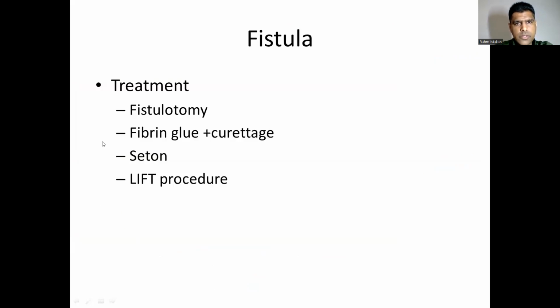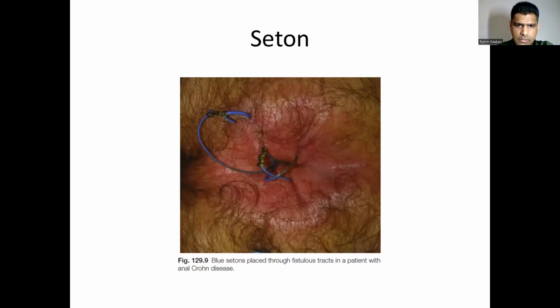The treatment for fistulae is usually surgical, involving a fistulotomy, where the fistula is surgically laid open and allowed to granulate and heal. One may also consider using fibrin glues and curettage. A seton may be placed, and there's a LIFT procedure where the sphincter is disrupted in its course, and the proximal side of the fistula is then sutured closed. Here's an example of a seton that has been placed that then allows the fistula's tract to be slowly brought outwards towards the skin.